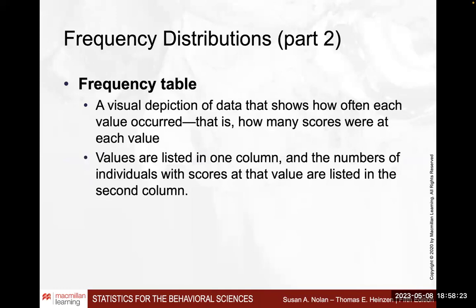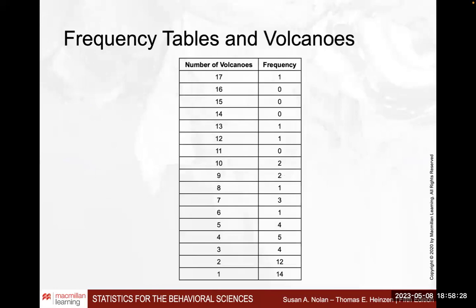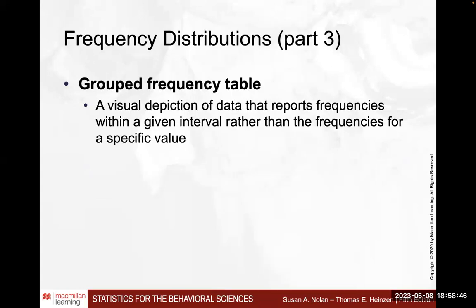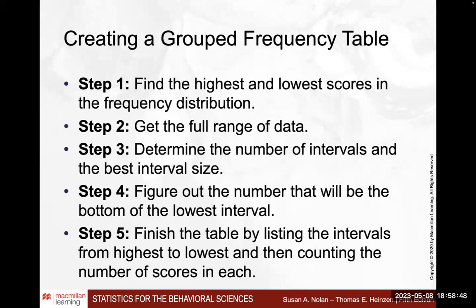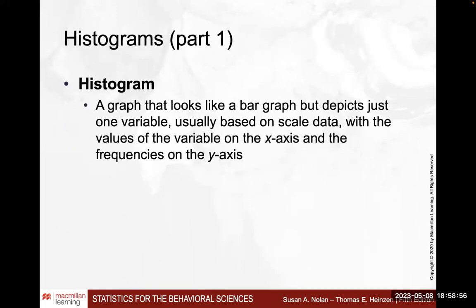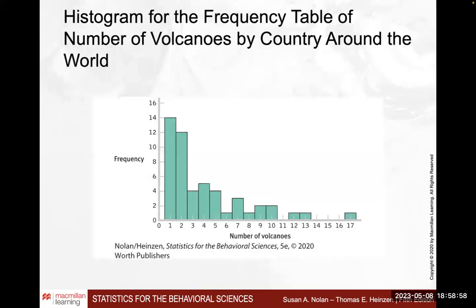So a frequency table is a numerically tabular depiction of data. Basically, this is the volcano example. So you basically take the characteristic and you're counting each of those entries where this characteristic applies. So here was volcanoes, then we calculated percentages, then we grouped it, and we took bins of volcano presence in the country, and we ended up with this grouped frequency table, and then we depicted it as a histogram.